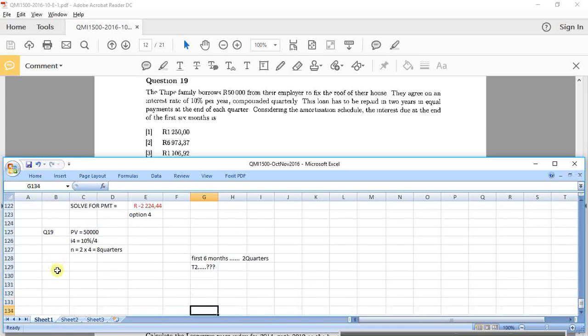Okay, so step number 1. This is amort again. Alright, so obviously the first step is to get what? The payment. So solve for PMT. So let's see what we get. You should have gotten.